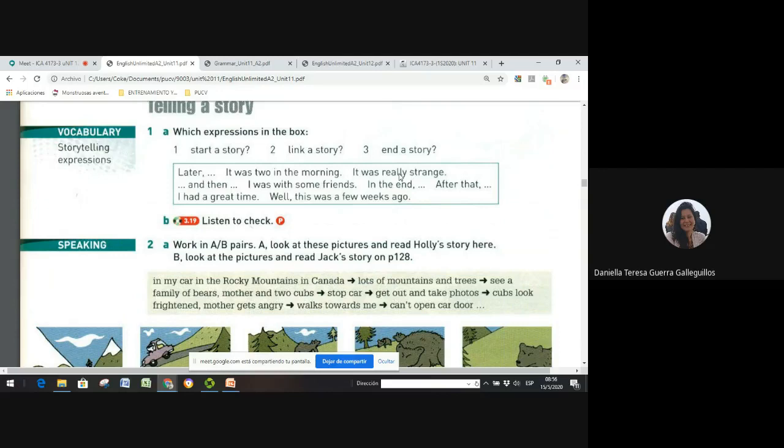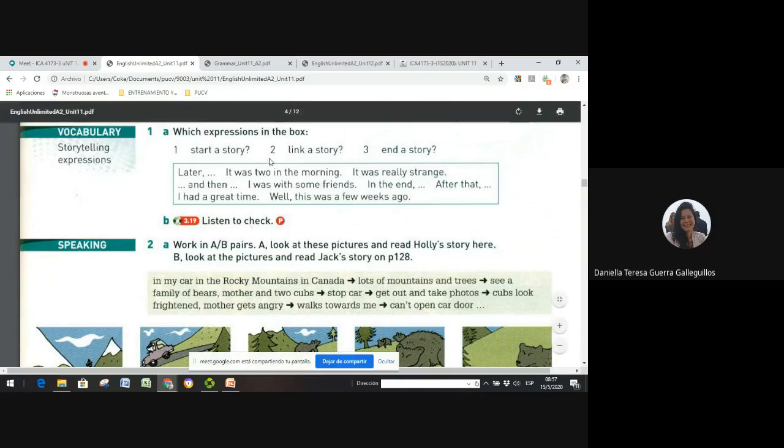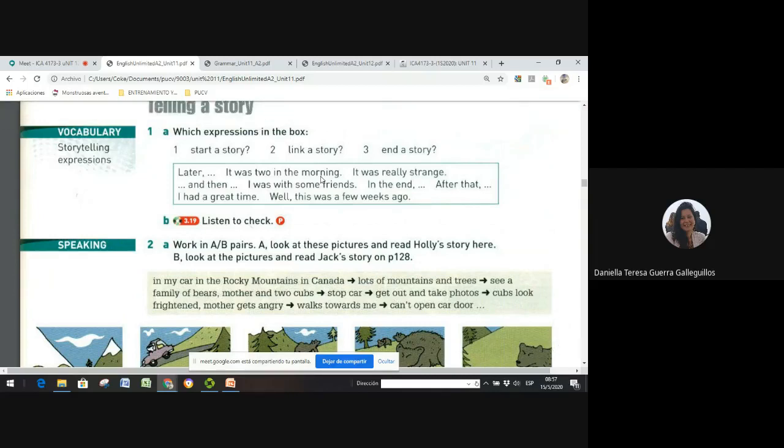What do you think? Where do I put it? To link a story. That's right. It was 2 in the morning. To start a story? Yes, to start. Very good. Then you say, it was really strange. To end a story? Yes, we can use it to end a story. But sometimes it can also go in the middle, like to continue with another thing, right?